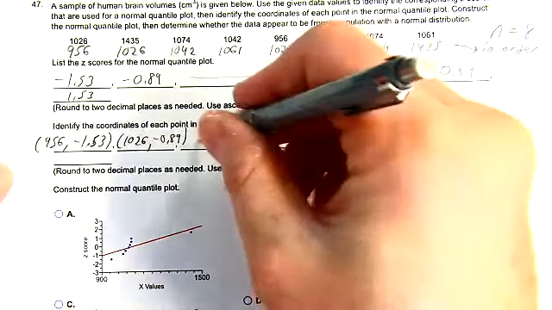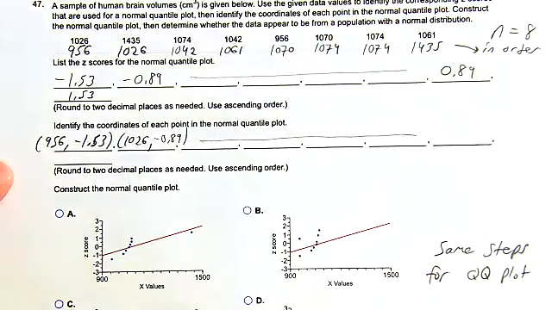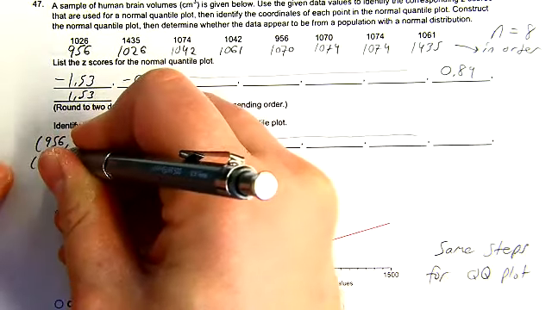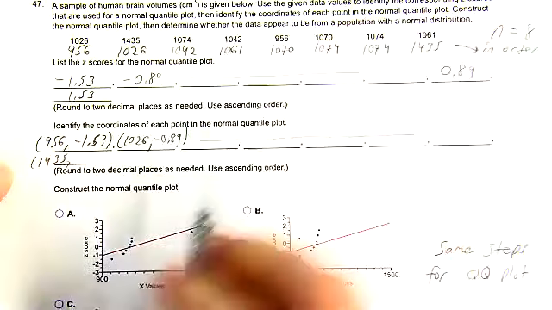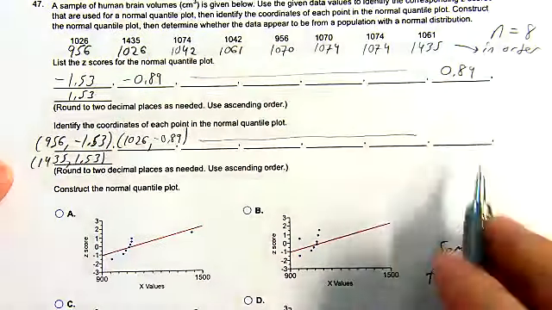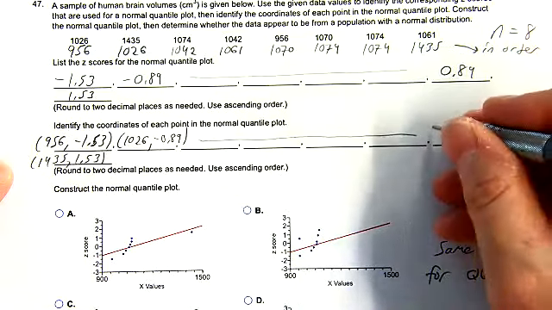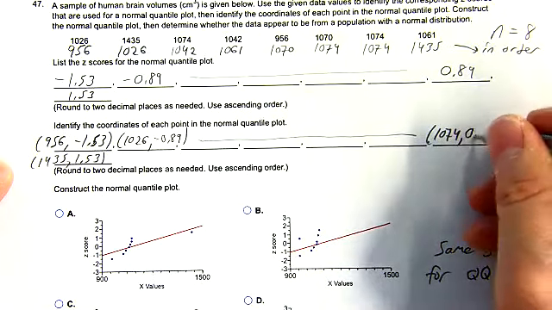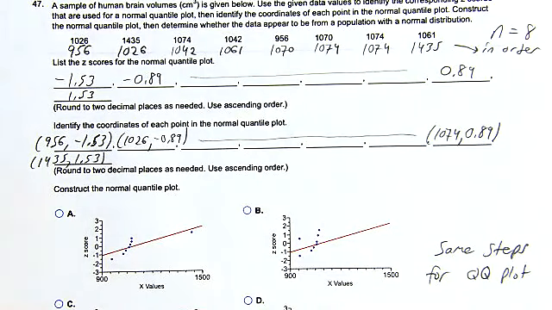And then you'd fill these in. Your last answer would be 1435, comma, positive 1.53. And your second to last would be 1074, comma, positive 0.89. So that's how you do that part.